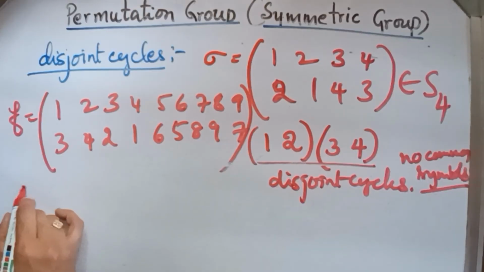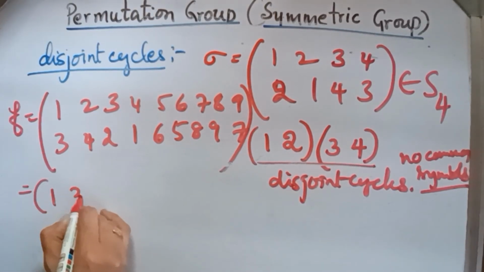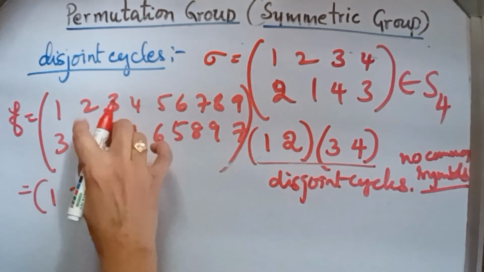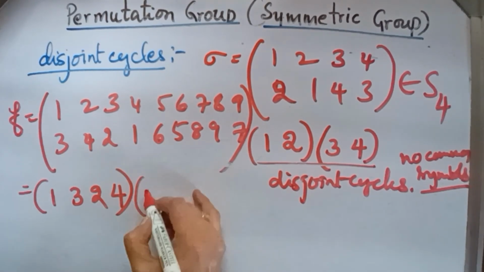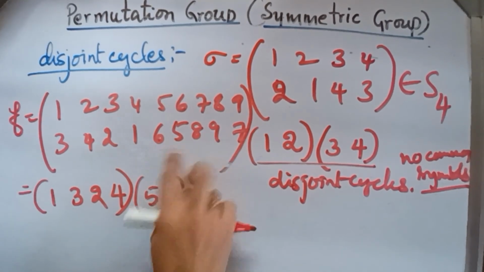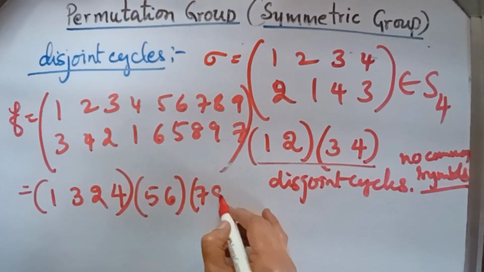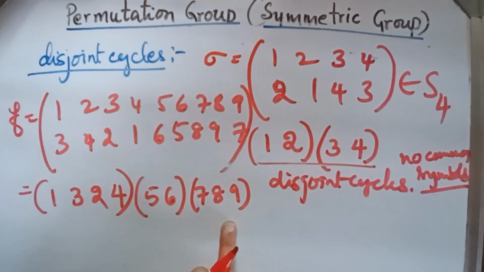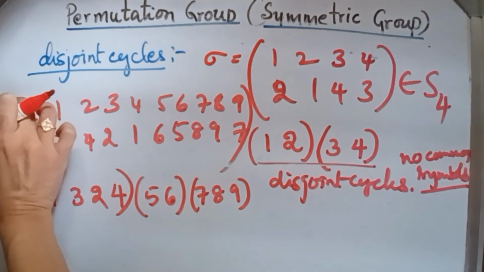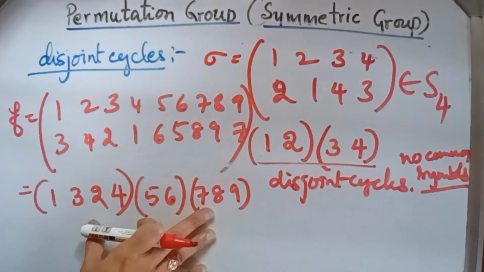First write it in cycle notation. 1 goes to 3, 3 goes to 2, 2 goes to 4, 4 goes back to 1, close it. Then 5 goes to 6, 6 goes to 5. Then 7 goes to 8, 8 goes to 9, 9 goes back to 7. This is how to write it in cycle notation. Now, all these cycles are disjoint cycles. So every permutation is written as a product of disjoint cycles.